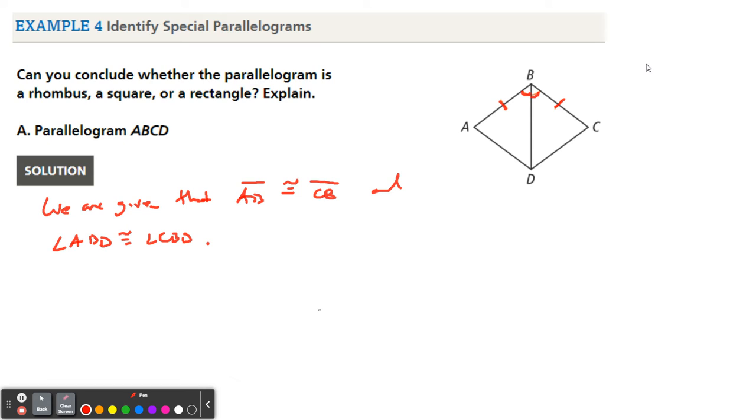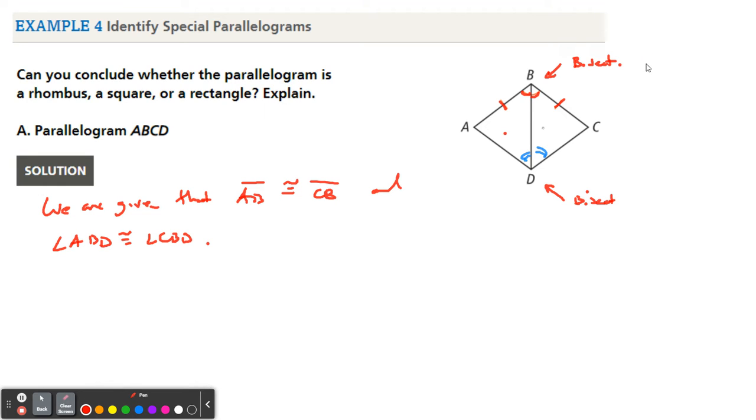So I think that we have a diagonal of a parallelogram bisecting one angle. So this angle is being bisected. If we can show that D is also being bisected, then I think we have a rhombus, because you have a diagonal bisecting a pair of opposite angles. So let's try to prove that these two angles are congruent. That's our goal.